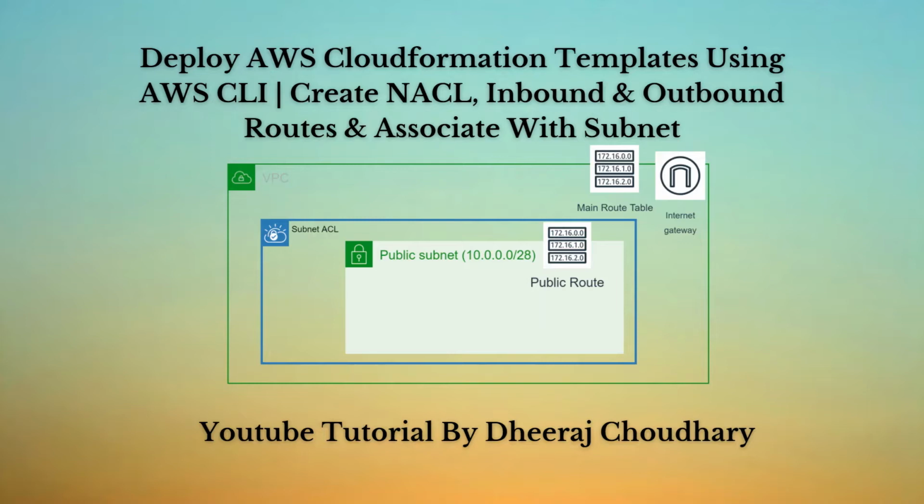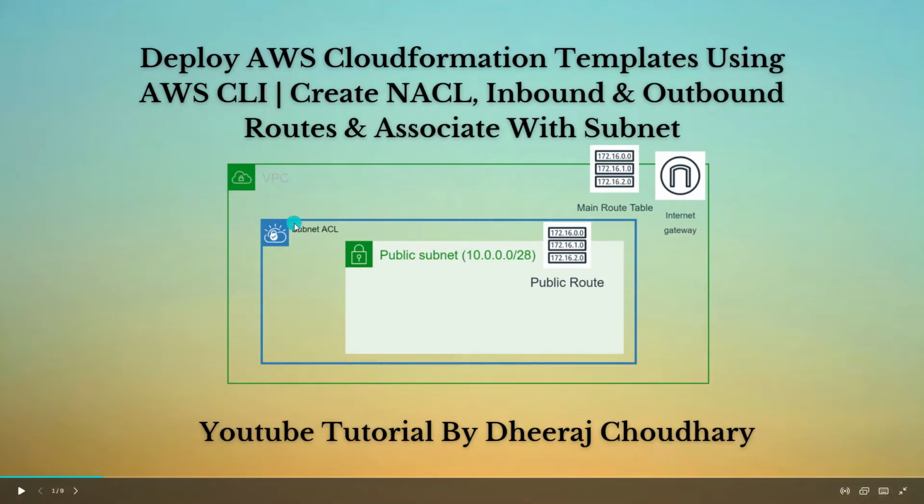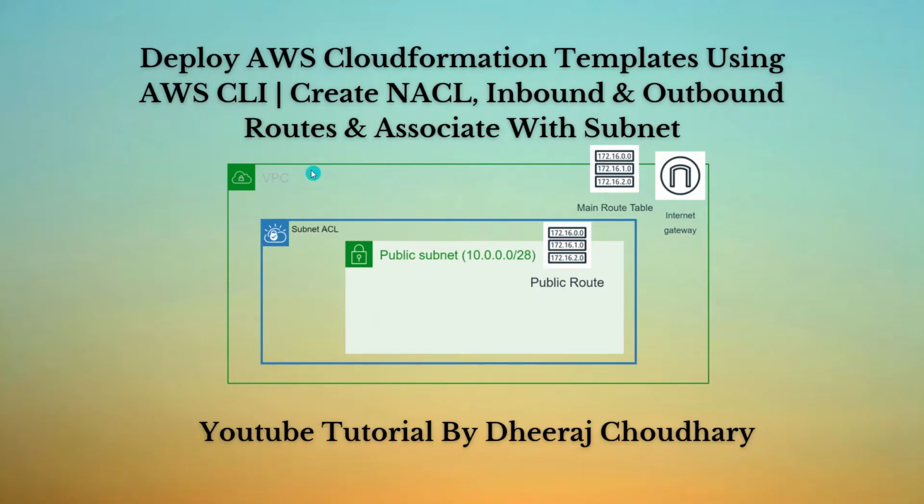So in today's tutorial we are going to see how we can create a network ACL along with the inbound and outbound rules, and associate those specific inbound and outbound rules with the subnet. That would be the public subnet. As part of this tutorial, as per the diagram, we are just going to create this subnet ACL, since the public subnet and the VPC have already been created. So this ACL will sit on top of the public subnet.